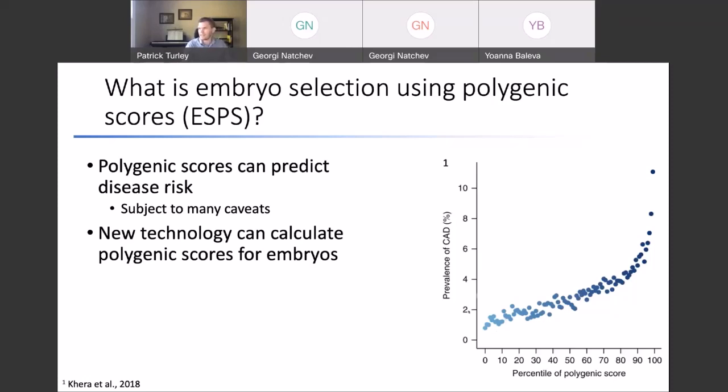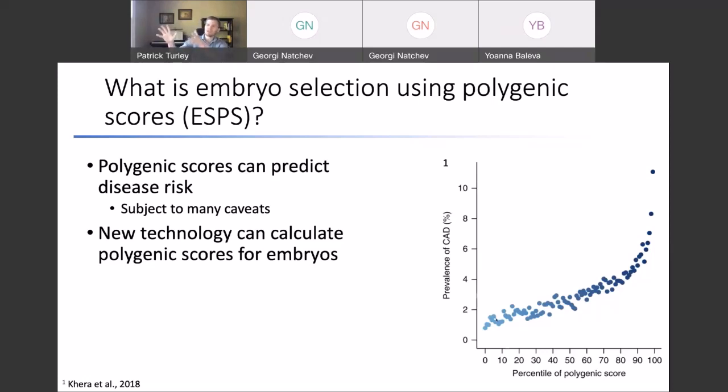disease, and they looked at the risk of developing cardiovascular disease later in life based on the percentile of your polygenic score. And so they found that people who are in the top percentiles of polygenic risk for cardiovascular disease are 4, even 5 times more likely to develop cardiovascular disease relative to those who are in the bottom percentiles of polygenic risk. This is subject to a lot of caveats, which I'll describe later in the talk.